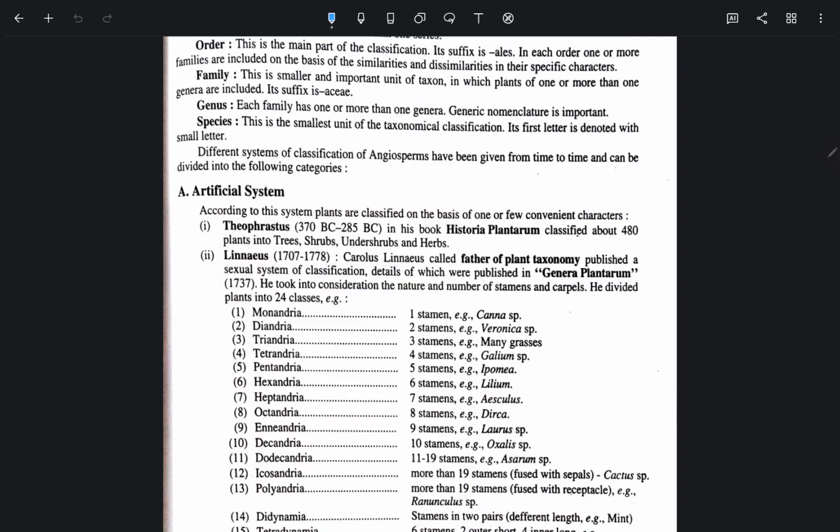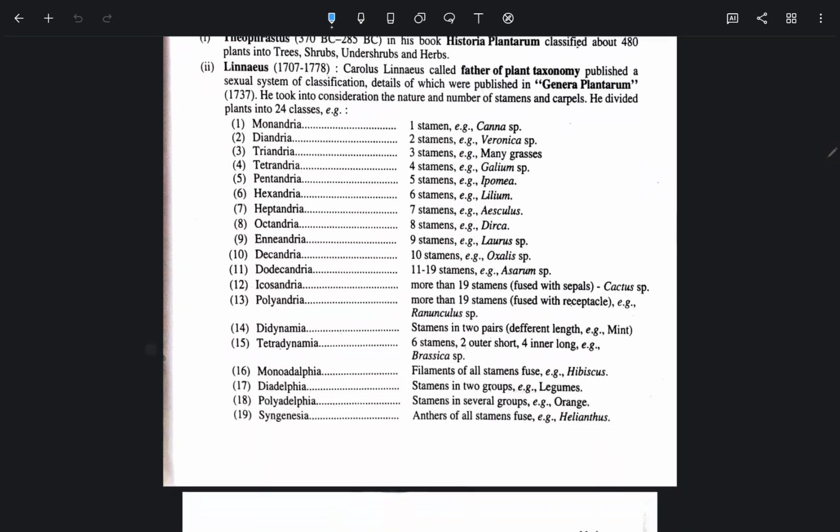Theophrastus, 370 BC to 285 BC, in his book Historia Plantarum, classified about 480 plants into trees, shrubs, undershrubs, and herbs. Carolus Linnaeus, called the father of plant taxonomy, published a sexual system of classification, details of which were published in Genera Plantarum in 1737. He took into consideration the nature and number of stamens and carpels. He divided plants into 24 classes.